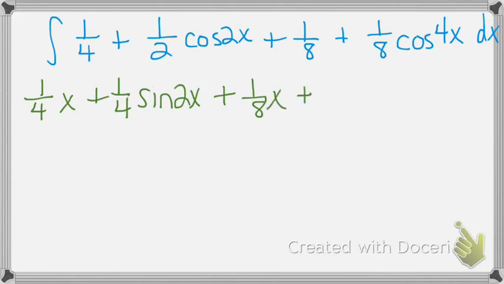Okay, on this last part, u is 4x. So du is 4. So you need another 1/4. So 1 over 32. And then the antiderivative of cosine is sine. And there you have it.